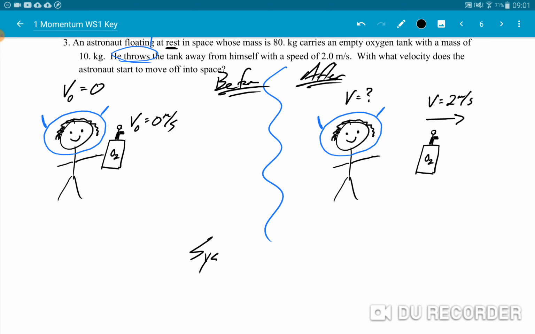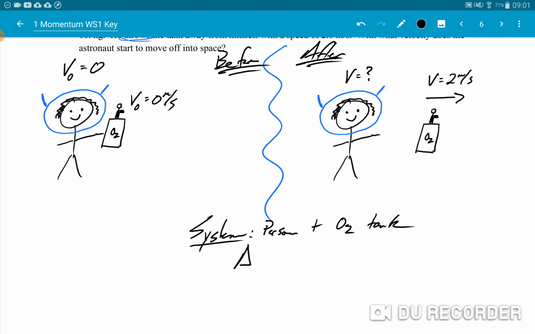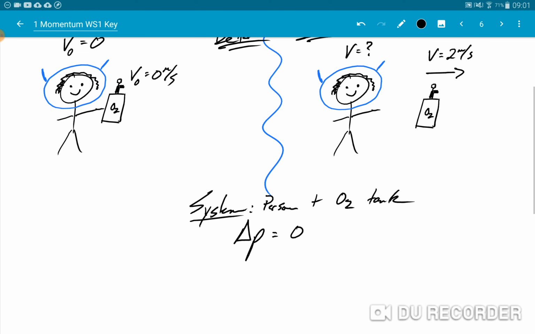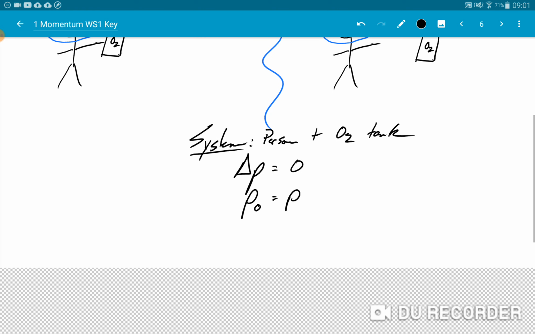Let's make our system here. And again, you can make your system anything you want. I'm going to make it all the things that are interacting and transferring momentum between one another, and that's both the person, or I could say astronaut, and the O2 tank. Now, if that's true, I know that the change of momentum of everything there must be 0. We can't create or destroy momentum. So therefore, the momentum at the beginning must be equal to the momentum at the end.